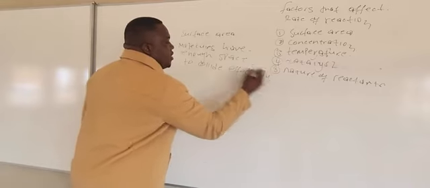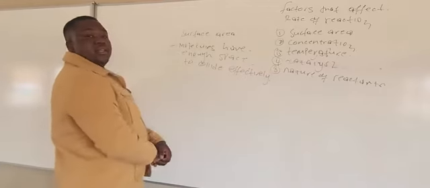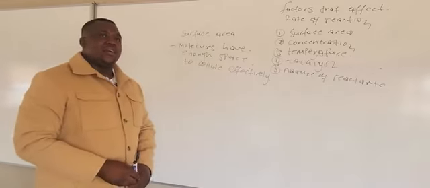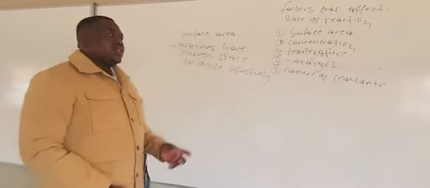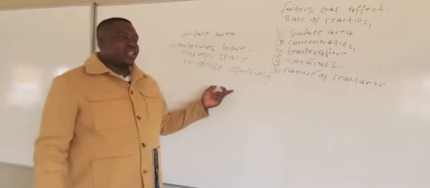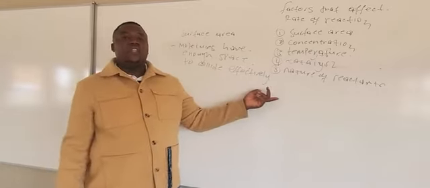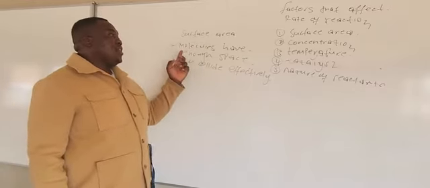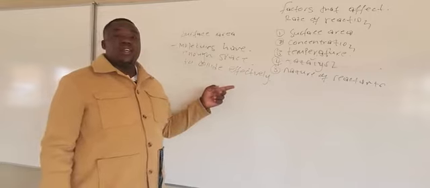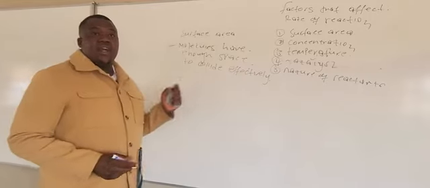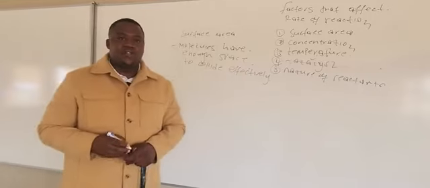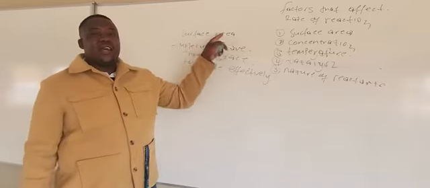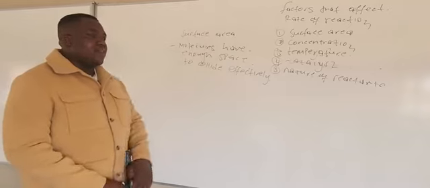Remember that in order for a collision to occur that will result in the formation of new bonds, the type of collision that must occur in that case must be the effective collision. So when the surface area is larger, it means molecules have enough space to collide effectively. And when they collide effectively, it will result in the formation of new bonds. And that means that the surface area is one of the factors that affect the rate of reaction.